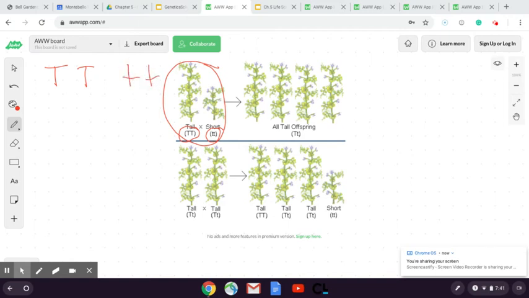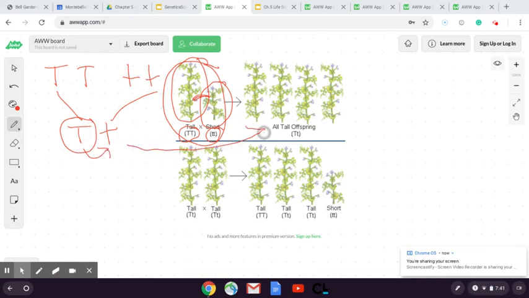So remember, each time they cross with one another, the tall parent plant will give a tall allele, and the short parent plant will give a short allele. So the tall dominates over the short. So that's why all of the offspring from that generation are tall. One dominant from one parent, one recessive from the other parent.